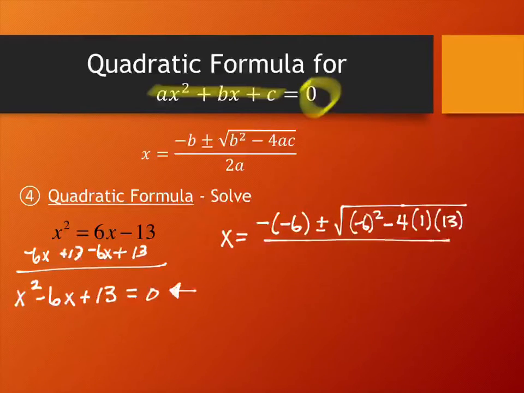All over 2 times a, which is, again, the number 1. So you should show me a step here where you actually put all the pieces in individually, with the exception of maybe you decided to write this as a positive 6 instead of a negative 6. That's fine if you wanted to do that. But you're going to show me a step where you've actually put all the pieces in.